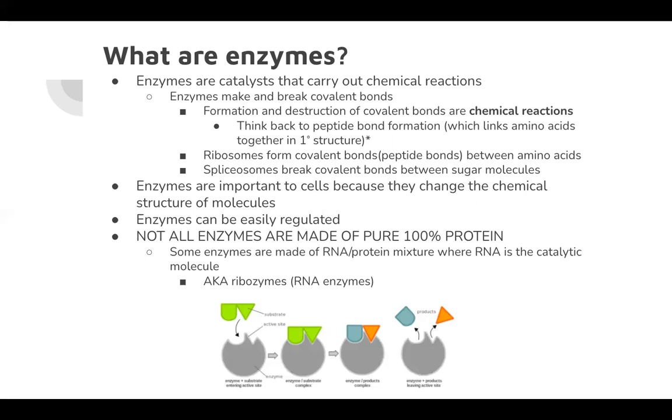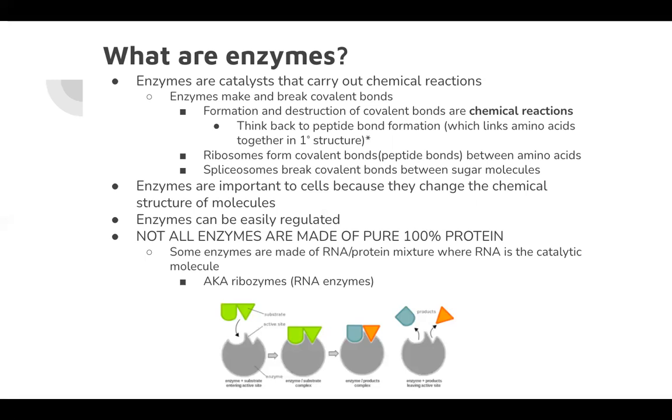So sorry. But yeah, like I was saying, enzymes are involved in the formation and destruction of covalent bonds. Examples of covalent bonds we've seen in this class are peptide bonds in your primary structure and disulfide bridges, which are involved in tertiary and quaternary structure. Ribosomes form covalent peptide bonds between amino acids, and spliceosomes break covalent bonds between sugar molecules.